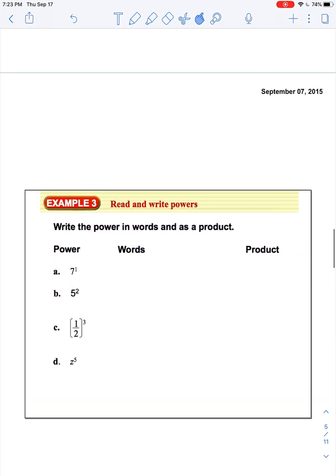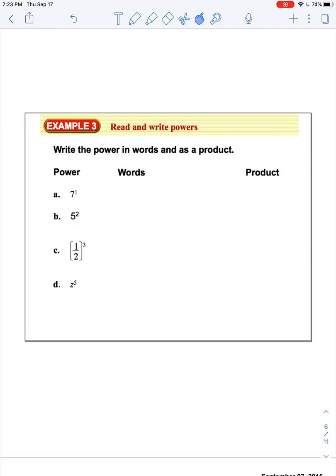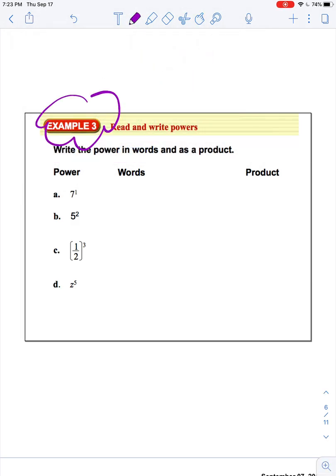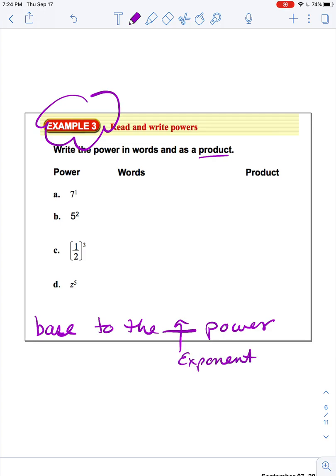All right, let's scoot back to this earlier example. In this example, I have an expression and I'm supposed to write it out in words and as a product. So this one's kind of tricky. I always start with the base, and then I say it's that base to the blank power, and the number that I'm going to put in here is whatever I have as an exponent value.